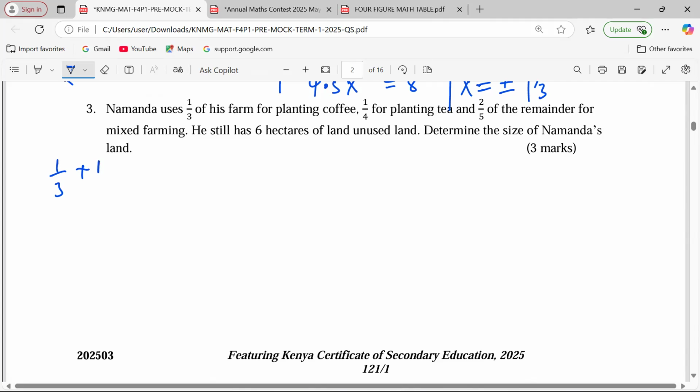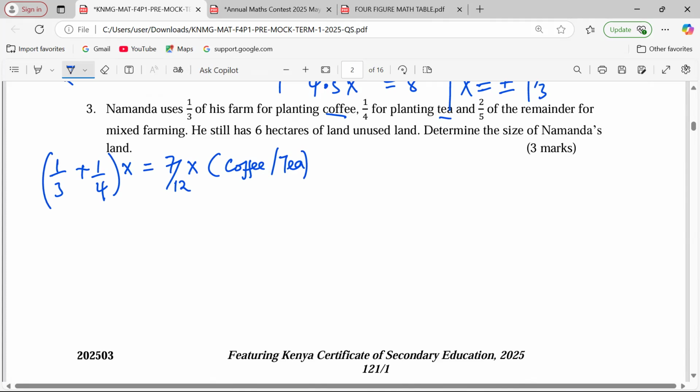When we add a third and a quarter of x, what does this give us? A third and a quarter gives us 7 out of 12, so 7 out of 12 of x. This one has gone to coffee and tea. So coffee and tea takes 7 over 12 of x. Remember, x is the total land.